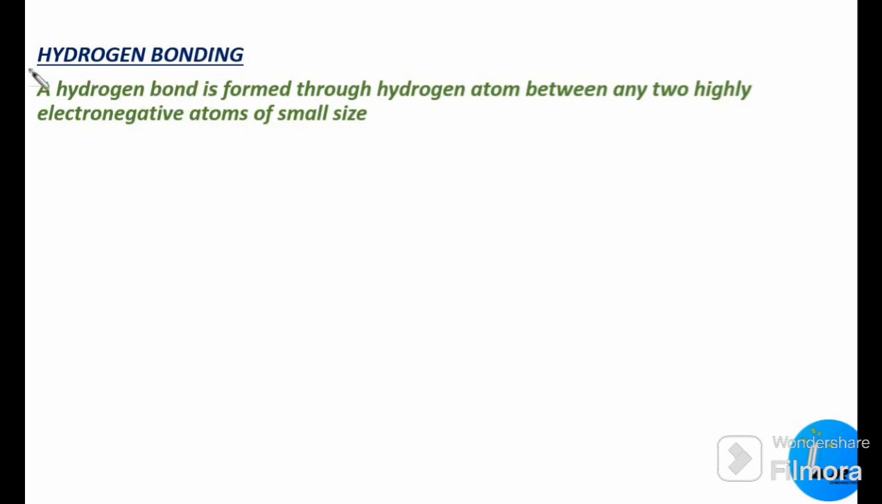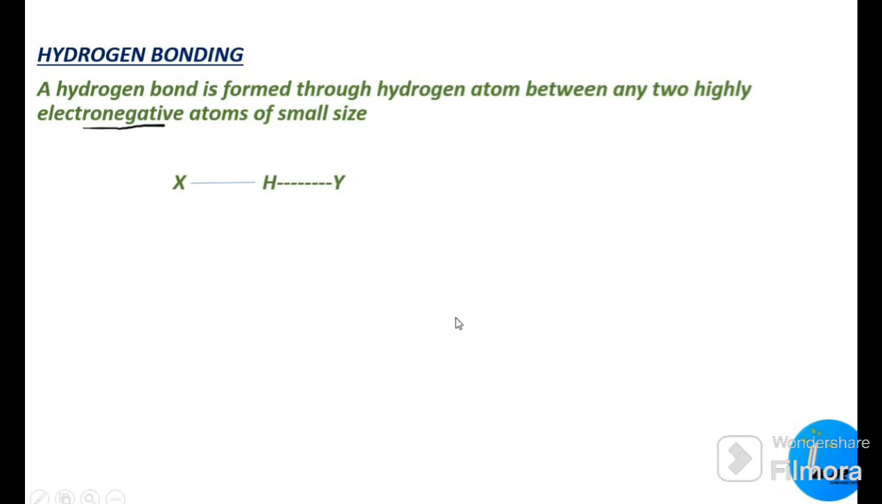So before saying this hydrogen bonding, you should know what is an electronegative atom. Okay. See, actually, electronegativity is nothing but the tendency of an atom or a functional group to attract electrons towards itself. Can you understand? So this hydrogen bond is formed through a hydrogen atom between any two highly electronegative atoms, and that should also be of small size.